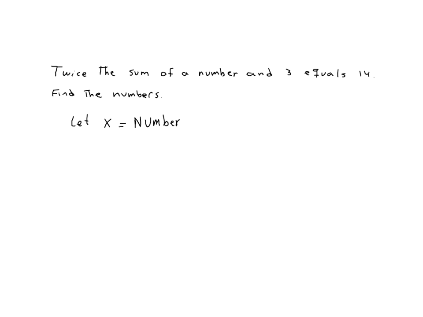So what would be your next step? How do you set up the equation, Armando? I set it up as 2x plus 3 is equal to 14. Okay, it says twice the sum of a number and 3. So the sum of the number and 3 would be x plus 3. Right. Twice would be 2 times. Don't forget the parentheses. Is equal to 14.